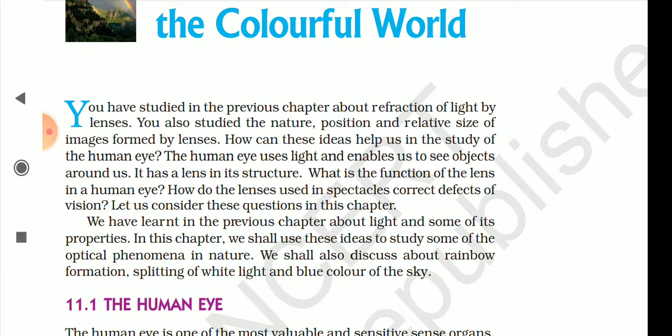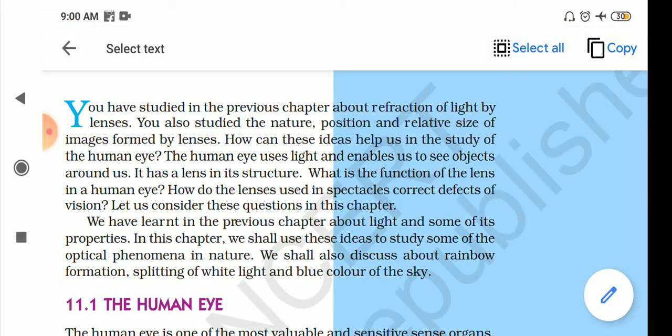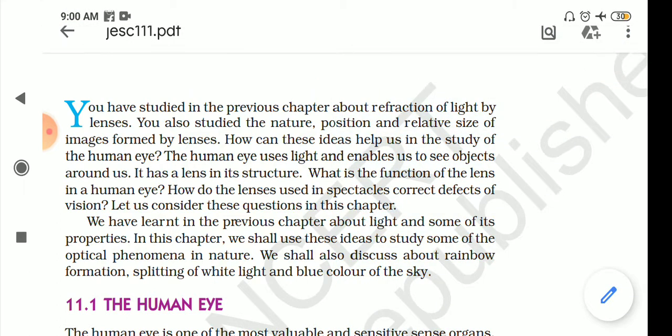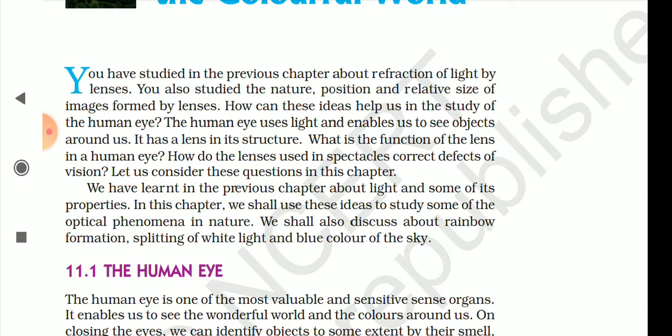Now, today we will see how the human eye uses light and enables us to see objects around us. It has a lens in its structure. Our human eye is said to be the world's best camera, or say the natural camera we can ever see. It has the highest resolution possible, and thus we can see the most nearby objects as well as the most far away objects clearly. So we will also see what the function of the lens in the human eye is. How do the lenses used in spectacles correct defects of vision?